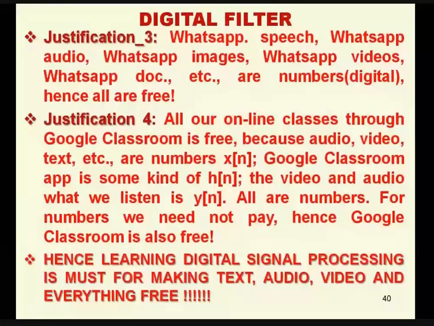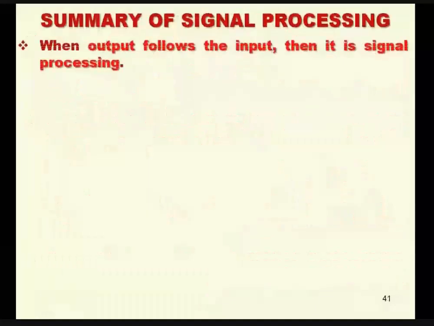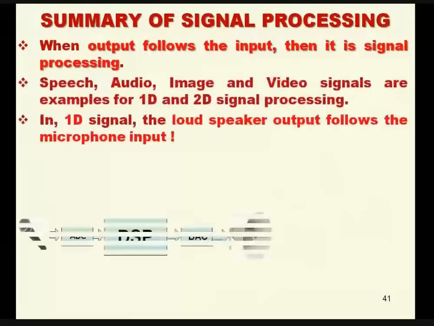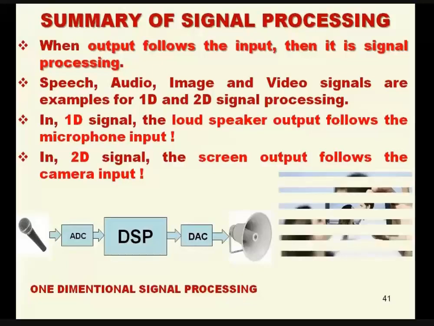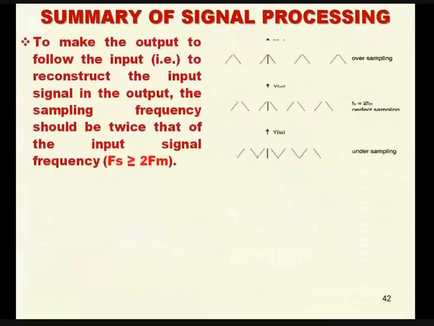It's fantastic, right? Great. The summary: if an output follows the input, then it is signal processing. As we see, speech, audio, image, and video signals are examples of one-dimensional and two-dimensional signal processing. In one-dimensional signal processing, loudspeaker output follows the microphone input. In two-dimensional signal processing, screen output follows the camera input.